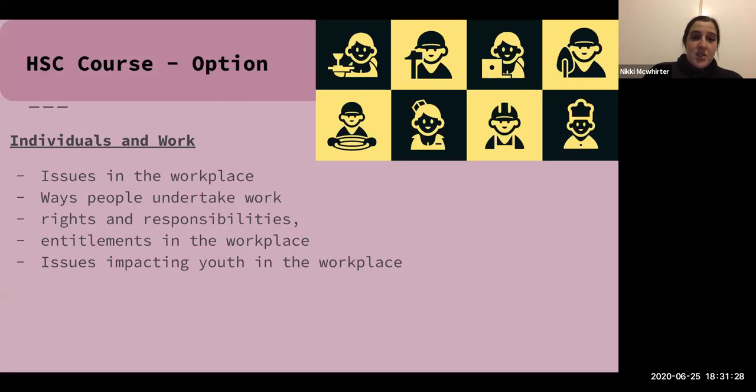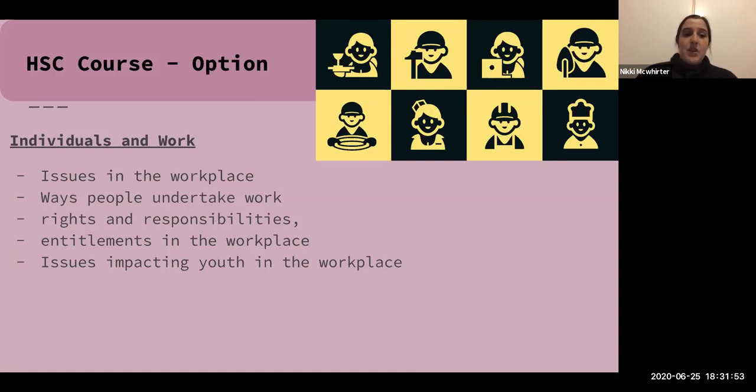We look at entitlements in the workplace. So we look at pay rates, awards, we look at what workplaces should be offering. And then we look at issues impacting youth in the workplace. Specifically this year, we used the COVID example because that was a huge impact on the workplace. So this area is very easy to connect with because it is very real life. It's very up to date.